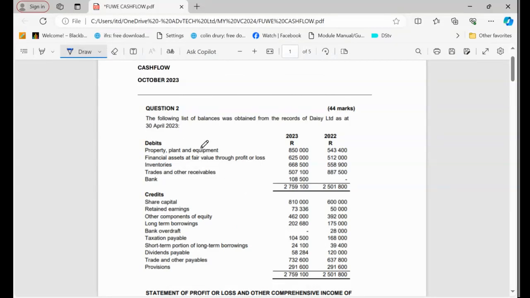If I may ask you, which statement is this one? Statement of financial position. That's true. Even though they didn't write it, you can't find an expense here. Everything that you check, this is an asset, an asset, an asset, an asset. Can you see now? This is equity, this is liability, liability, liability, and liability. I'm not saying you must memorize them. So this is what they will always give you. You cannot compile cash flow without this statement. It's not possible.